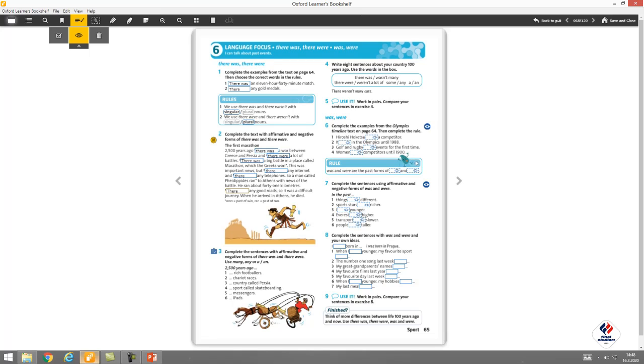Now in practice 3, I want to complete the sentences with my own ideas, and I recommend you do yours similar to mine. For example, 2,500 years ago there weren't rich footballers, to me, but there were some chariot races. There was a country called Persia, but there wasn't a sport called skateboarding. There were messengers, but there weren't any iPads.